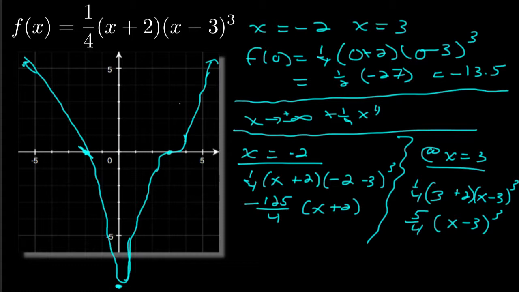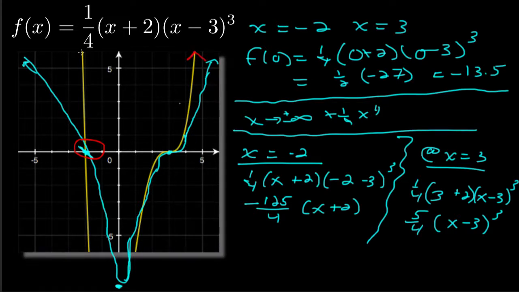So checking what the real answer looks like, I have the behavior near the roots pretty well defined. I've got root of negative 2, negative slope, linear shape, a y-intercept way down here somewhere. I predicted at negative 13.5. Cubic behavior near this root, and then the end behaviors are up on both sides.